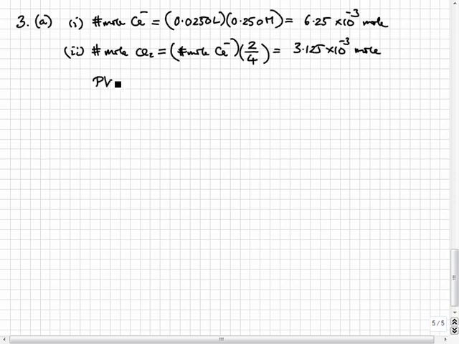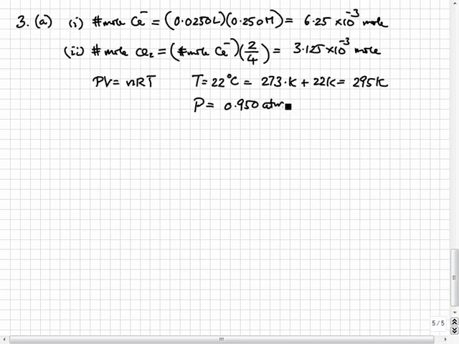The ideal gas law gives volume if n, T, and P are known. T is 22 degrees C, but we need to change this to absolute temperature. P is given by the problem. So putting these into the ideal gas law gives V equals 0.0797 liter.